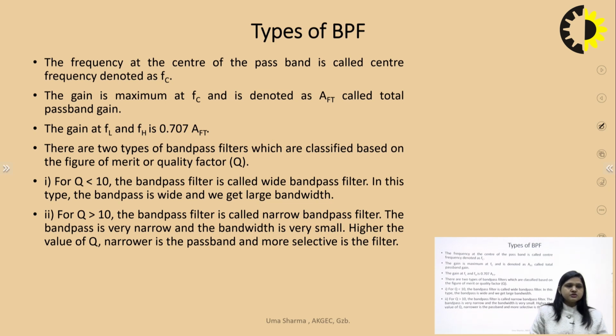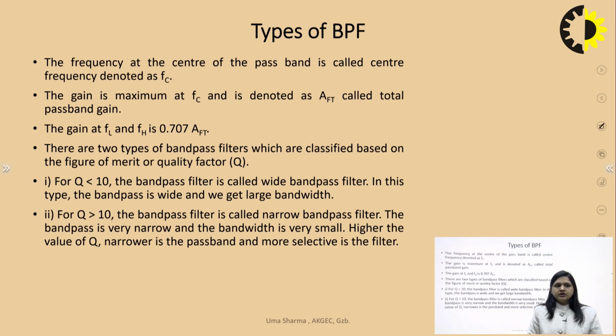From the frequency response, we have seen that at the center, the frequency is known as cutoff frequency or center frequency, and at this frequency the gain is maximum, which is denoted as AFT, the total passband gain. The gain at FL and FH is represented as 0.707 of AFT, that is 3 dB down from the highest gain or the total gain.